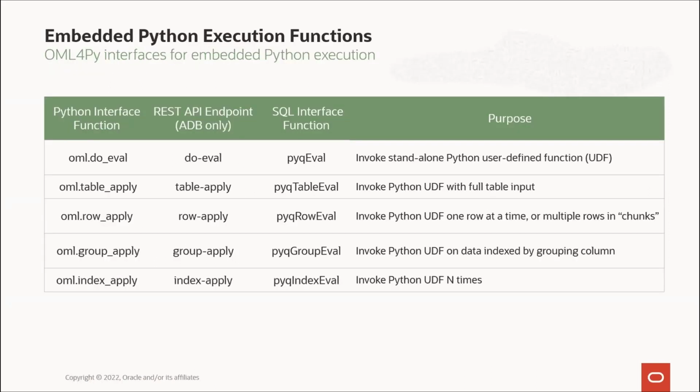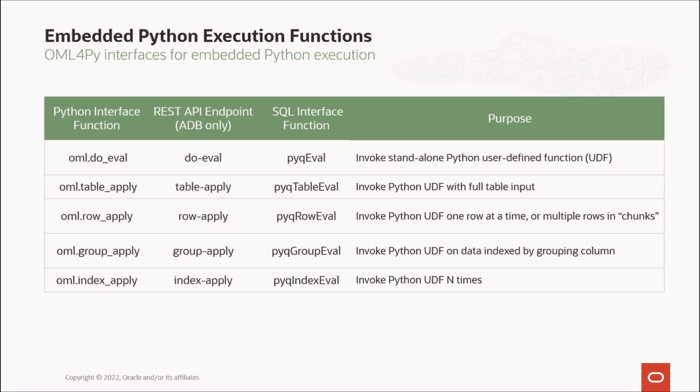So now let's look at the specific functions used for embedded Python execution. If you look at the table here, we have the Python, SQL, and REST equivalents for embedded Python execution. DoEval and PyQEval will invoke a standalone script with no table input.